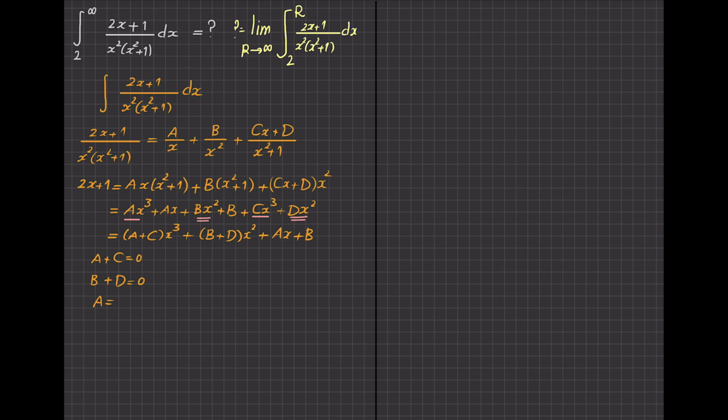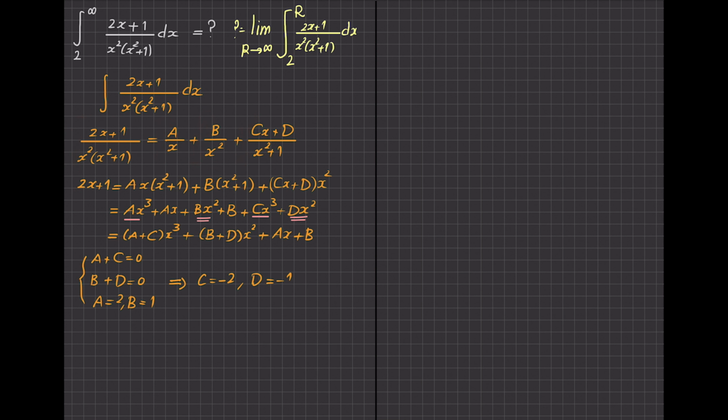But A should be equal to 2 and B should be equal to 1. So this is a system of 4 equations in principle and 4 unknowns, but 2 of the unknowns have already been found. So from the first equation, since A is 2, C becomes minus 2, and from the second equation, B is 1, so D becomes minus 1. Now everything is in order, so instead of A, B, C, and D, I put these numbers that I found, and when I want to integrate this, I break my integral into 3 integrals.